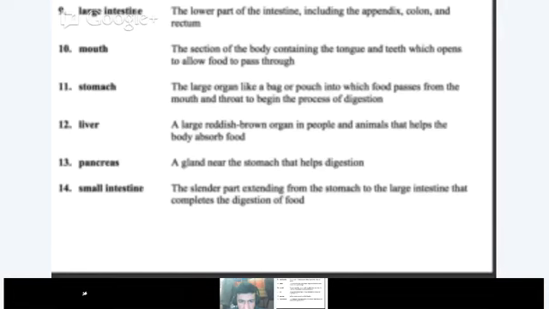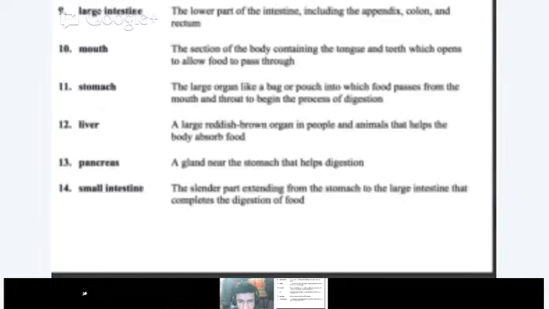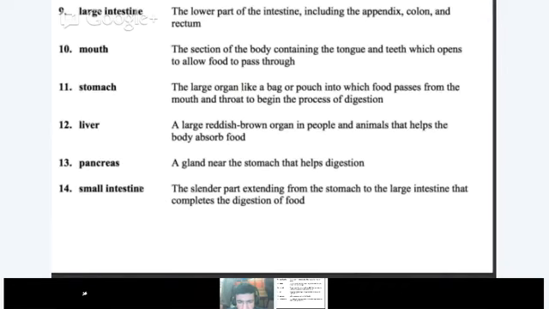And next, can I get Ahmad? Can I get you to read 13 and 14? Okay. Pancreas, a gland near the stomach that helps digestion. Small intestine, so we have large and small intestine. A cylinder part extending from the stomach with a large intestine that completes the digestion of food. Perfect. Thank you so much for that.